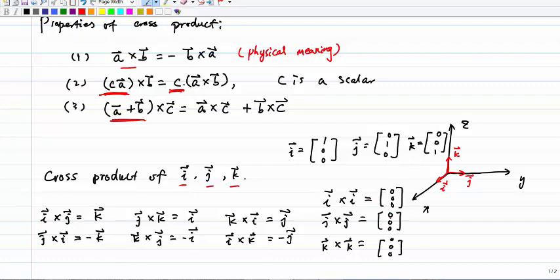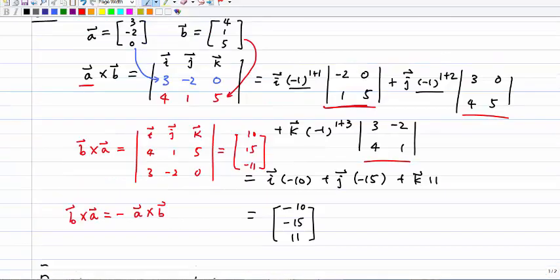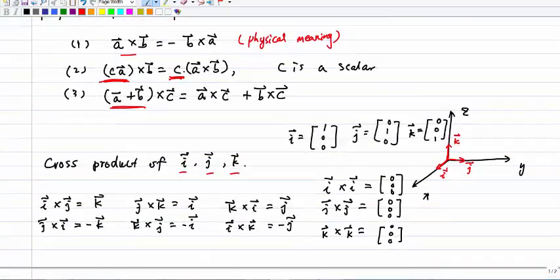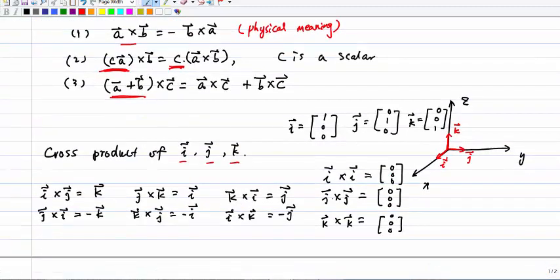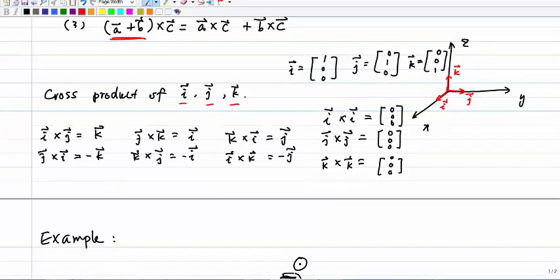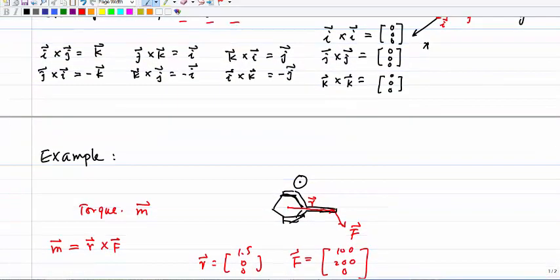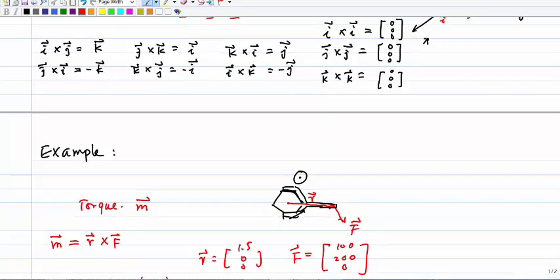And a vector crossed with itself is 0, because of the physical meaning: the angle gamma is 0, so it's 0. So i cross i is (0, 0, 0), j cross j is (0, 0, 0), and k cross k is (0, 0, 0). They're all zero vectors. All right. Next, I'm going to show you examples of the application of the cross product.